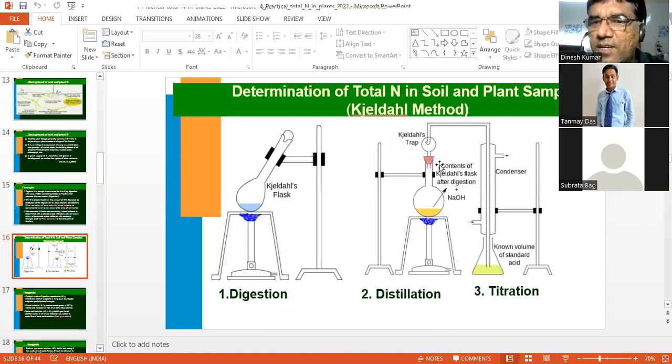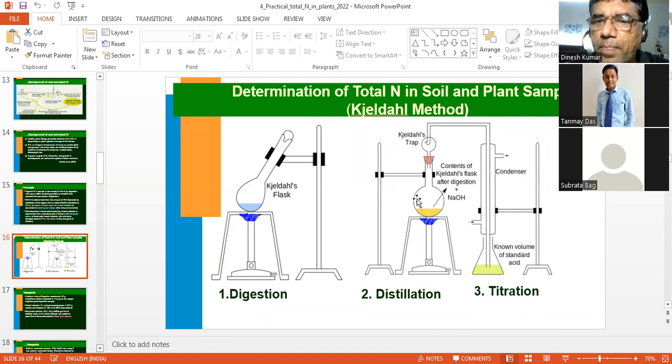So this is the distillation flask. In this distillation flask, or you can directly take the same Kjeldahl flask here, and then put 40% NaOH. Just NaOH solution is required. And this complete set is your distillation assembly.